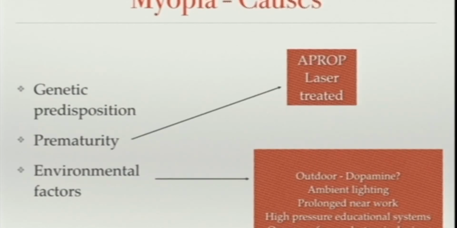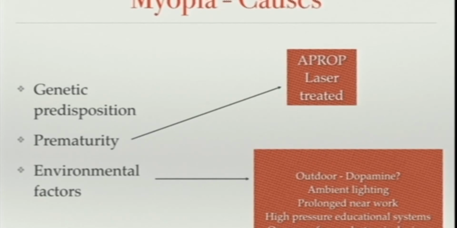So what are the causes for myopia? One is genetic predisposition. If both the parents are myopic, there is around some 10 to 20% chance for the child to have myopia. Prematurity: most of the children who have aggressive posterior ROP, laser treated eyes, have a high incidence of developing myopia. And environmental factors, these are the ones that we can concentrate on.